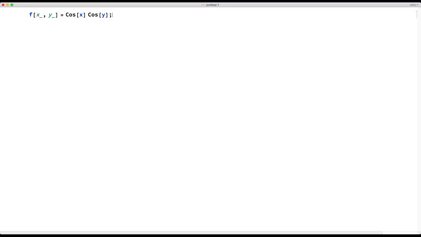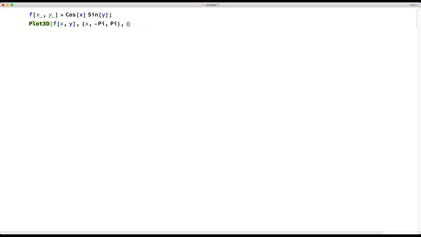All right, now let me just define a function. Now, I think last time we were playing with this function, yeah? Okay, and let's just plot it just to remind ourselves.